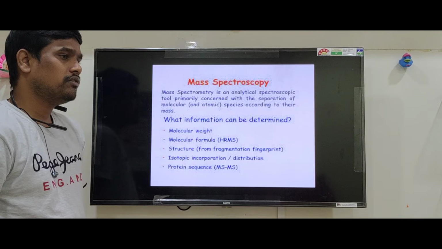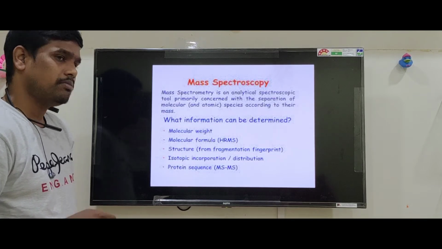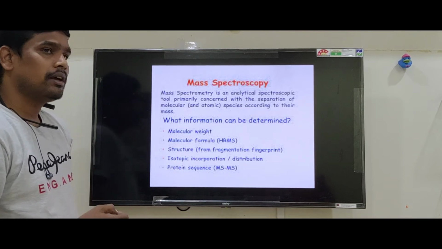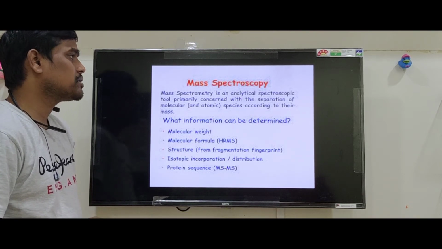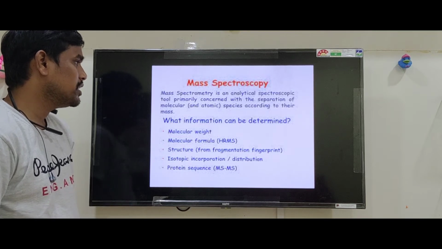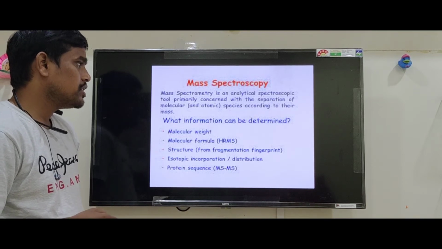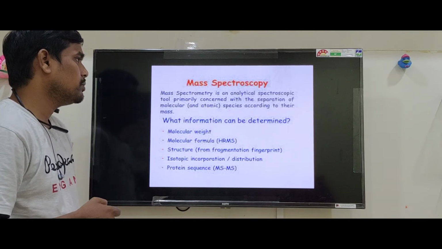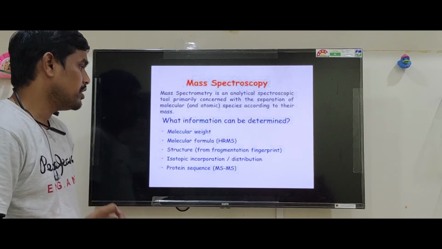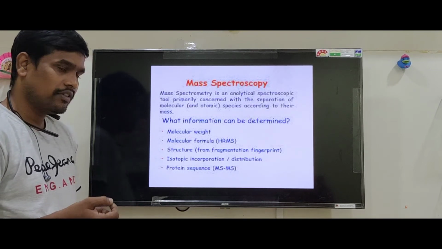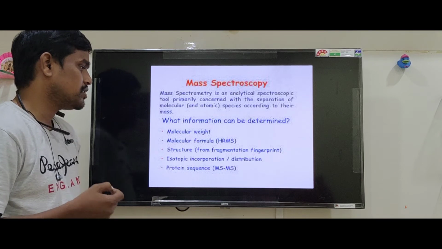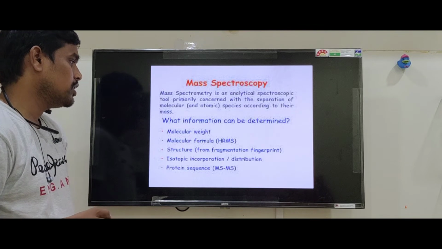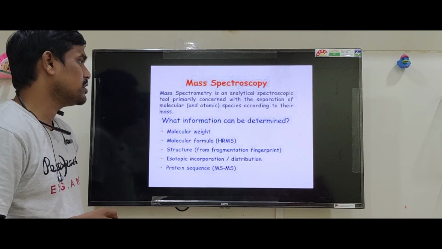So what do we understand by mass spectrometry? Mass spectrometry is an analytical spectroscopic tool primarily concerned with the separation of nucleons and atomic species according to their masses. What information can be determined? By using mass spectrometry we can know the molecular weight, the molecular formula by using HRMS, high resolution mass spectrometry, and structure from fragmentation fingerprints, isotopic incorporation or distributions, and protein sequences.